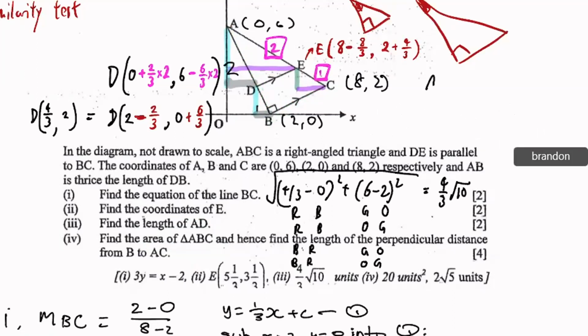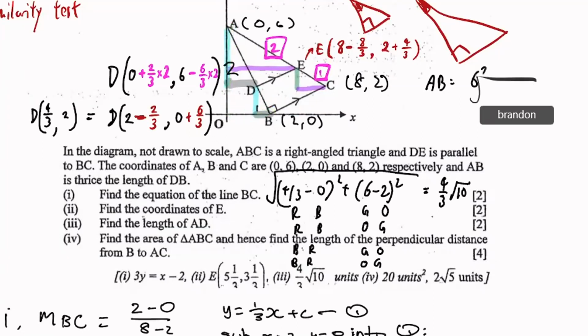Okay. Let's do that. So AB will be what? I see that there's a rise of 6, run of 2, 6 squared plus 2 squared. Then you just take a square root. 36 plus 4, that's square root 40. I can simplify it, but I don't want to.